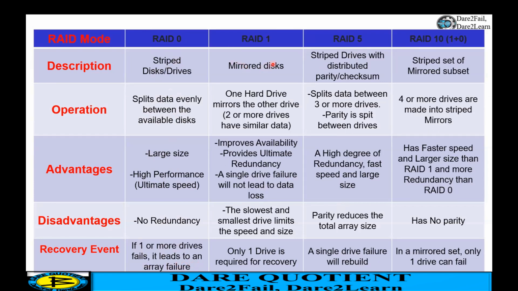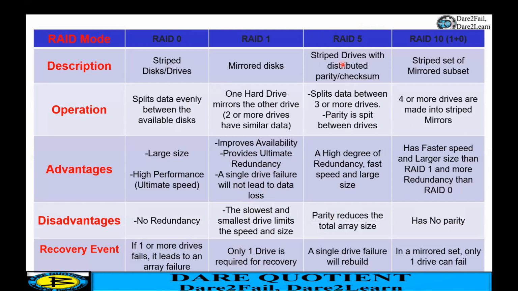And for the RAID 1, you have mirror disk. One hard drive mirrors the other hard drive, and you get improved availability. It provides ultimate redundancy. A single drive failure will not lead to data loss, as you can use the other drive to recover the failed drive. And the disadvantage for the RAID 1 is the speed and the size is limited by the speed and the size of the smallest hard drive you have on your system. And in a RAID 1 scenario, only one drive is required for recovery.